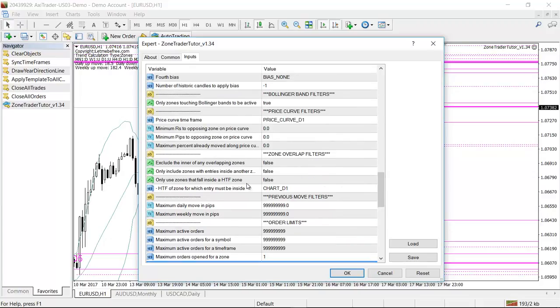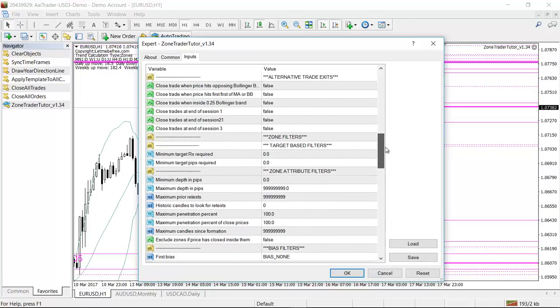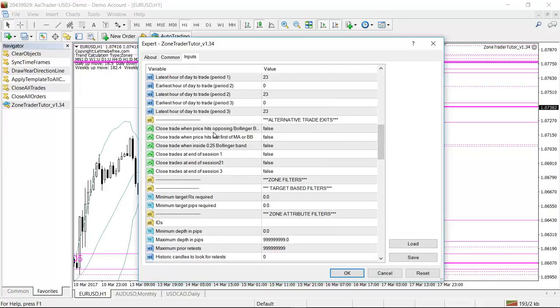There's various other things. You can look at stop trades if there's a maximum daily move being exceeded already in the direction that we're of interest. Scroll up further, we can close trades when various things happen. For example, at the end of a session, we can have up to 3 sessions. Some typo there, it says 21, it should be just 1, 2 and 3.